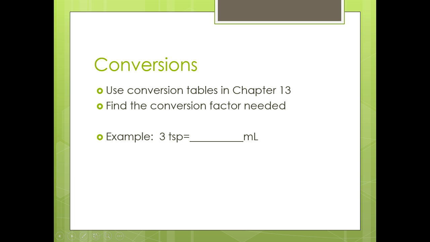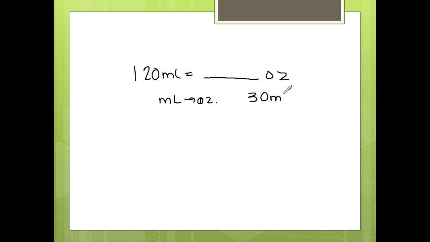Let's go ahead and do one more. It's going to look a little bit different. We're going to use a different conversion factor. So if I said to you 120 mLs is equal to how many ounces, I'm going to go ahead and locate my conversion factor between mLs and ounces. I have 30 mLs is equal to 1 ounce. That's my conversion factor.